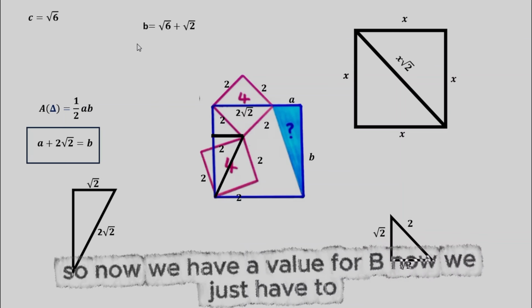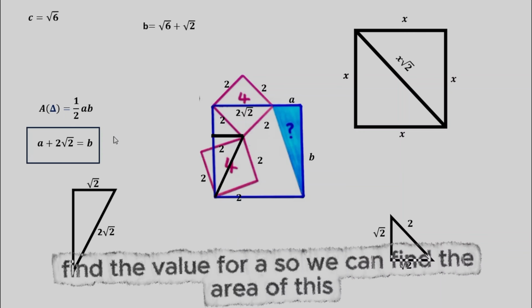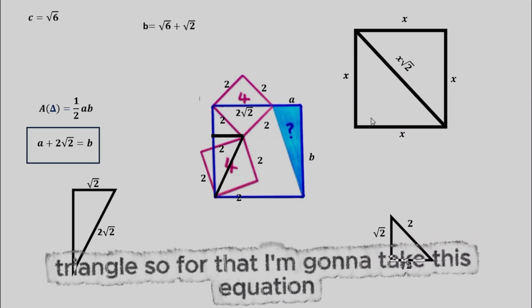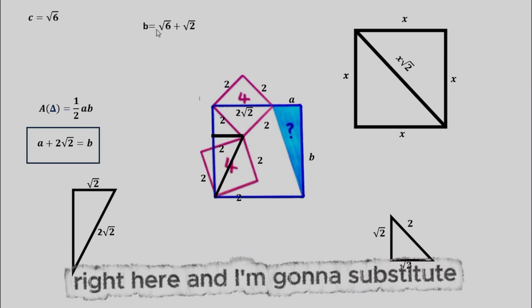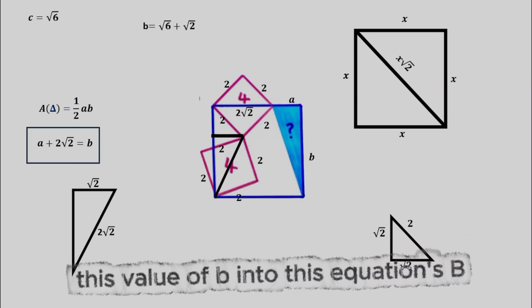So now we have a value for b. Now we just have to find a value for a so we can find the area of this triangle. So for that, I'm going to take this equation right here and I'm going to substitute this value of b into this equation.